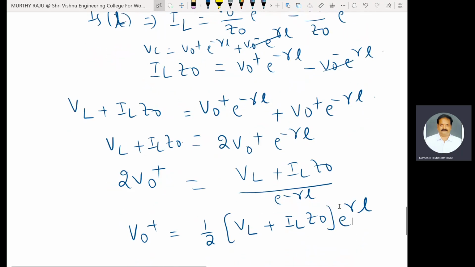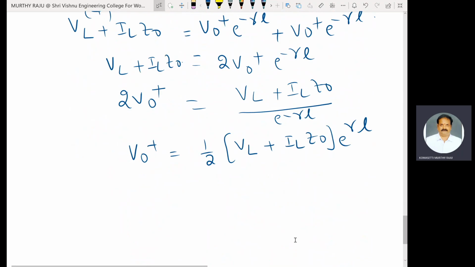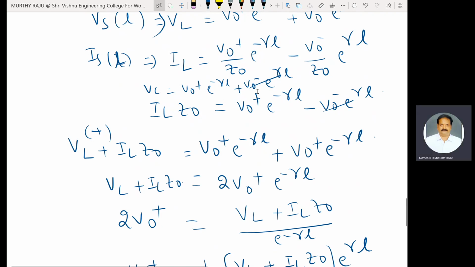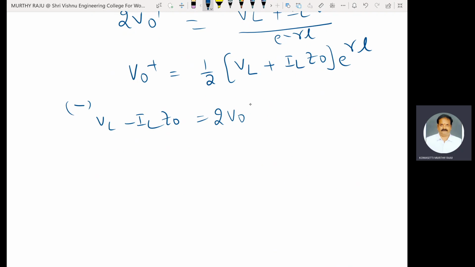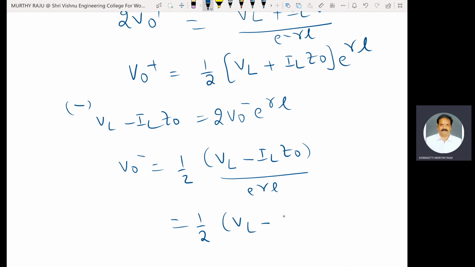Similarly, subtract these two: VL minus IL Z0. These two terms are cancelled. Therefore, V0 minus e power gamma L plus V0 minus e power gamma L, that is equal to 2V0 minus e power gamma L. Therefore, finally V0 minus is equal to 1 by 2 (VL minus IL Z0) by e power gamma L, that is equal to 1 by 2 (VL minus IL Z0) into e power minus gamma L.